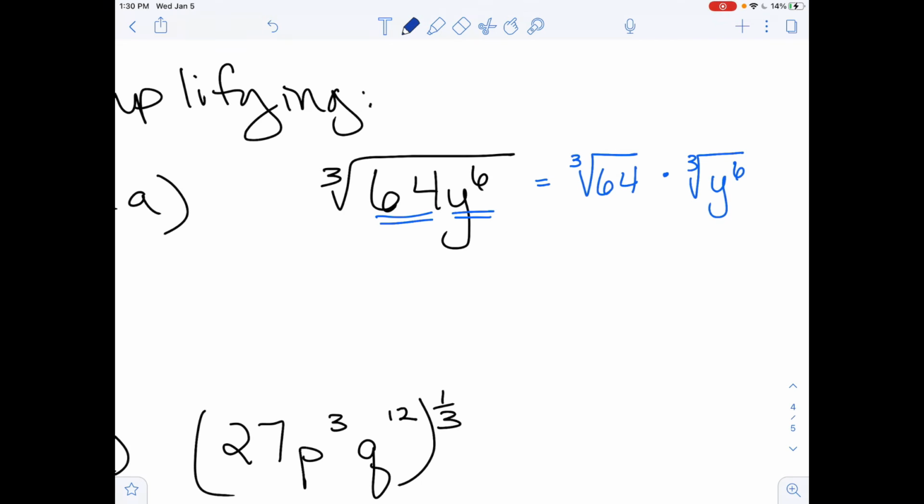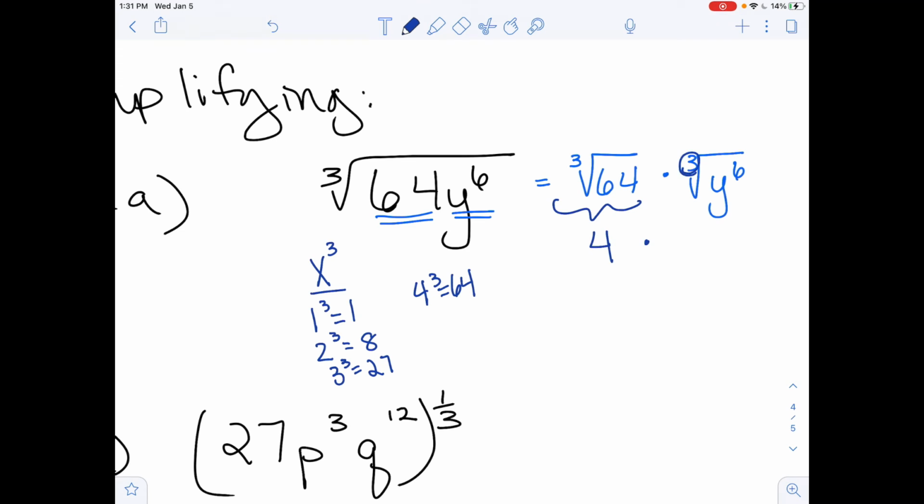Okay, so now that we've split them up, we're going to look back at our list of anything to the third power. So I know 1 to the third is 1, 2 to the third is 8, 3 to the third is 27, and 4 to the third is 64. So I know this third root of 64 is just a 4. I also know this 3 on the index tells me I'm looking for 3 identical things to pull out of the root. Well, I know y to the 6th.